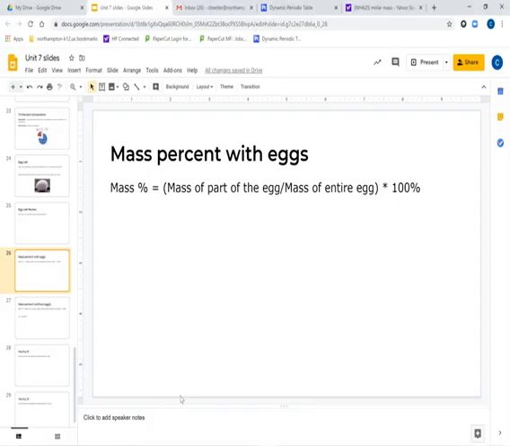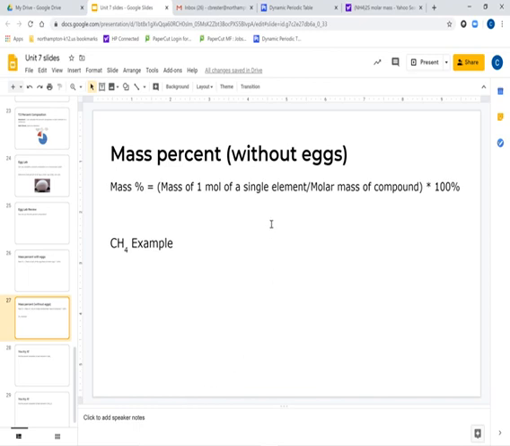and we are going to switch over to talking about how we would do it if it was a compound instead of an egg. It's still mass percent is equal to part of the thing divided by the whole of the thing, okay? Or the mass of one element in a compound divided by the mass of the entire compound, and then times 100 to get it into a percent. If we did this with CH4, let's see what that would look like.